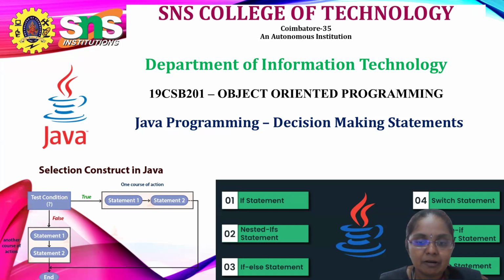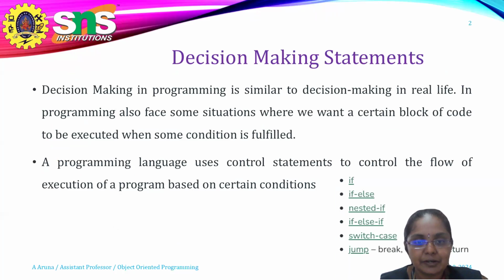So in this recording, I'm going to explain a few real-life scenario-based questions, how we can solve them and what type of statement can be used to solve that type of problem. Decision making in a programming language is very similar to how you take a decision in your real life. In programming, we can also face situations where we want a certain block of code to be executed when some condition is fulfilled. Mostly this comes under the control statements, to control the flow of execution. So these are the various types of decision-making statements.